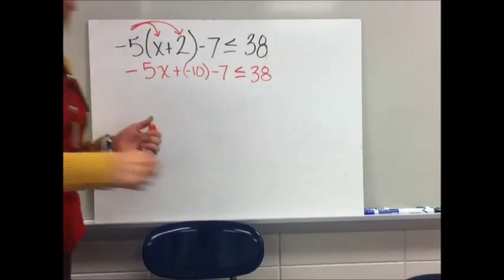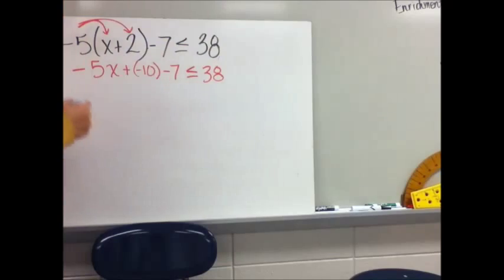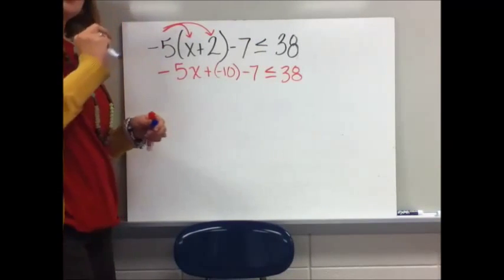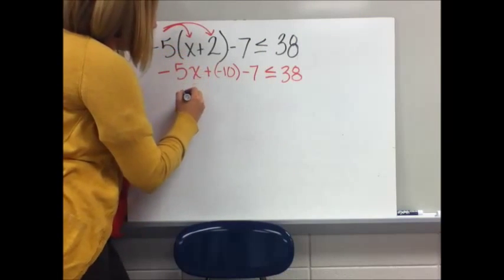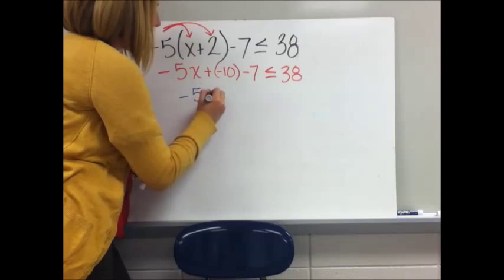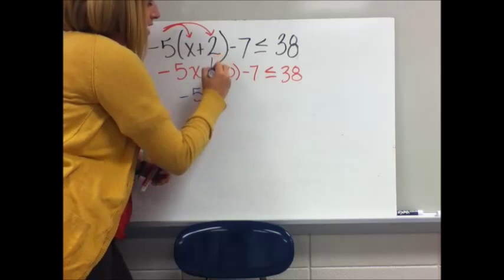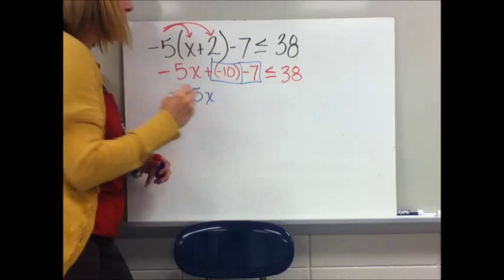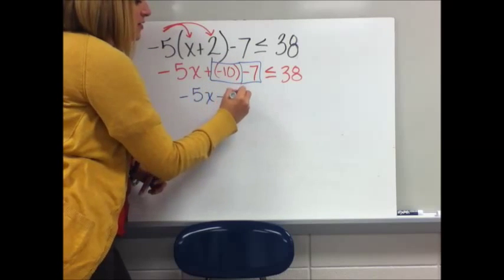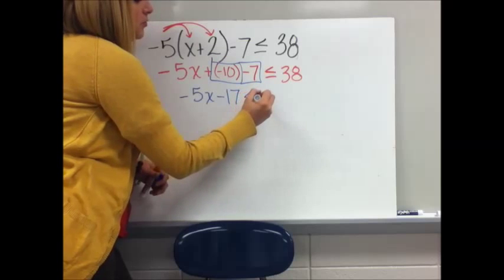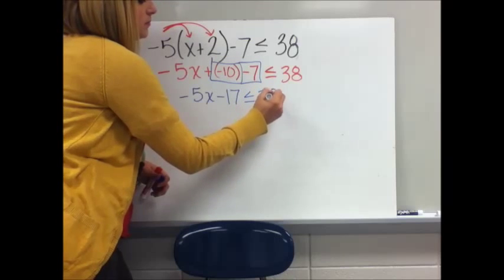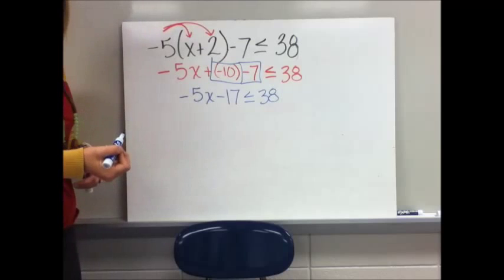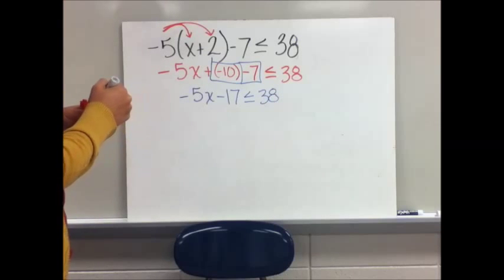Next, I'm going to combine like terms. -5x is the only term with a variable, so it can go ahead and come down. -5x. But I have a -10 and a -7 that need to be combined, and that becomes -17. Copy down the rest of the inequality. It's simplified, and now I'm ready to undo.